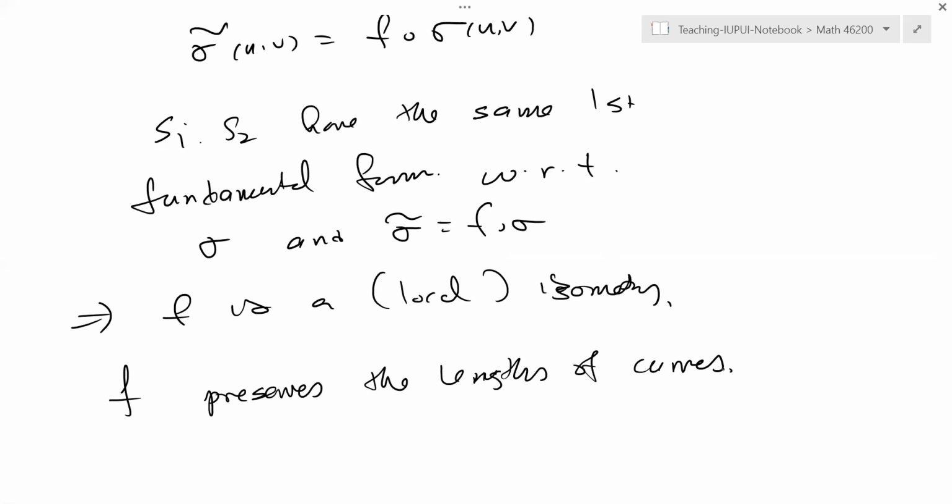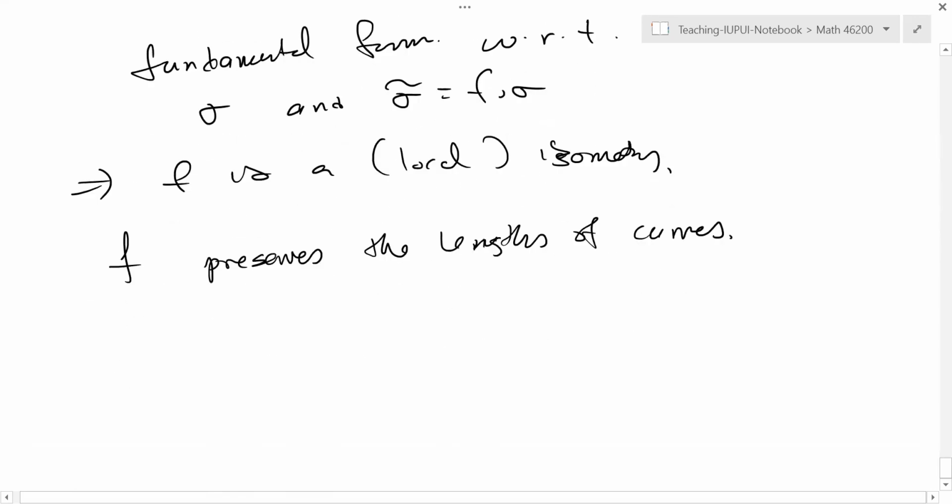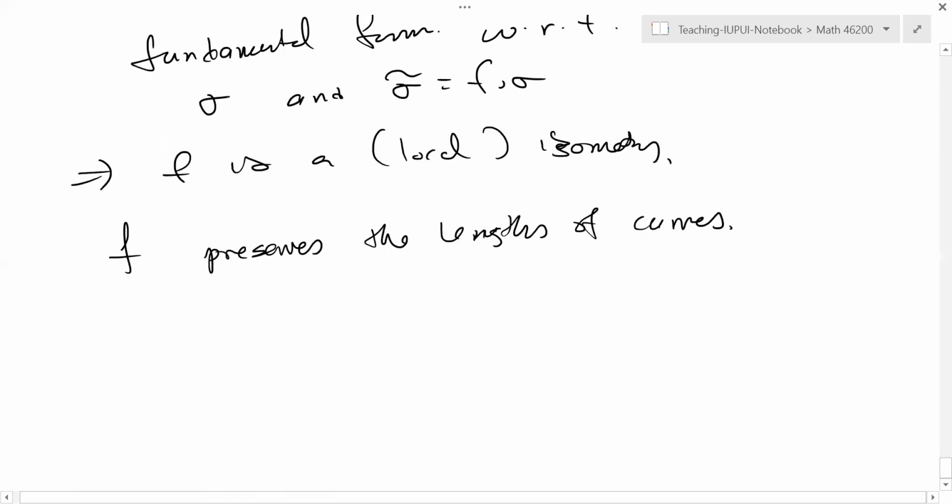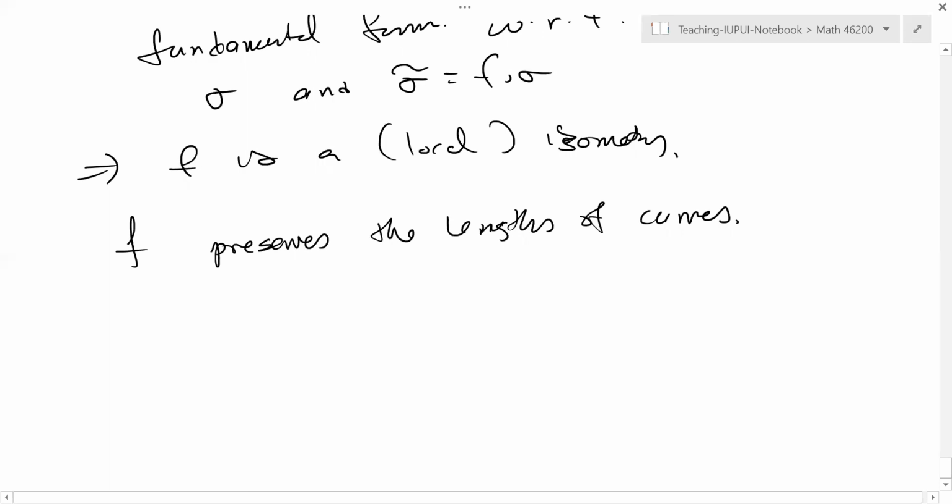It also preserves the angles between two vectors, because it preserves the inner product. The inner product determines the angle between two vectors. Note that a local isometry preserves the inner product, and that implies it preserves the length and the angle between two vectors. I did not mention that.